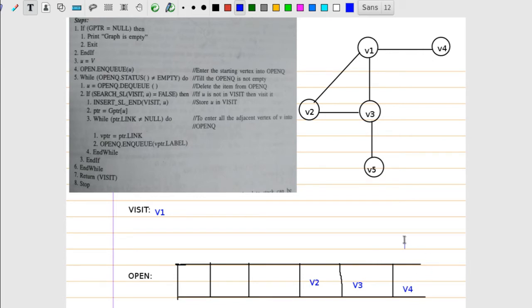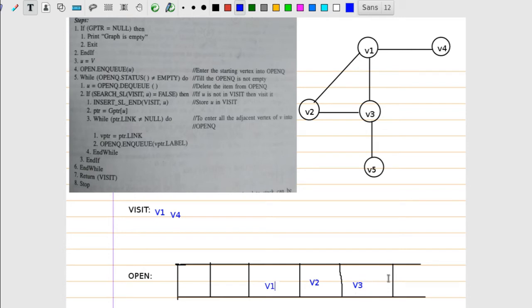V4 is removed, and V4 is not in the visited list, so V4 will be inserted into the list. Then we will take the neighbors of V4. The neighbor of V4 is V1. Since it is a queue, we put it at the end, here. V1 is put here. Next we will take the next element. It is a queue, so first in, first out order.